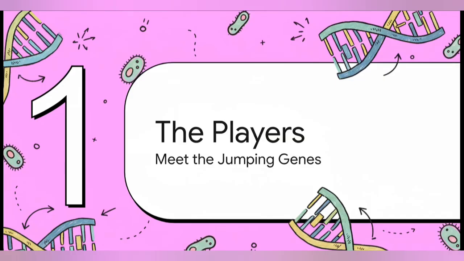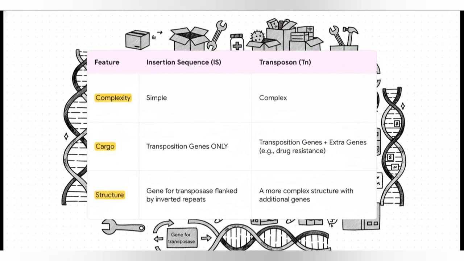Okay, so to really get a handle on how this all works, let's meet the main characters in this genetic drama, and we're going to focus on what's happening inside bacteria. So these jumping genes really come in two main flavors. On one side, you've got the simple insertion sequences, or IS elements. Think of these as a basic, no-frills moving kit. They only pack the absolute essentials they need to move themselves. But then you have the more complex transposons, or Tn elements. These guys are like a moving kit that's also hauling a ton of extra luggage, and that luggage can be some pretty serious stuff, like genes for antibiotic resistance.